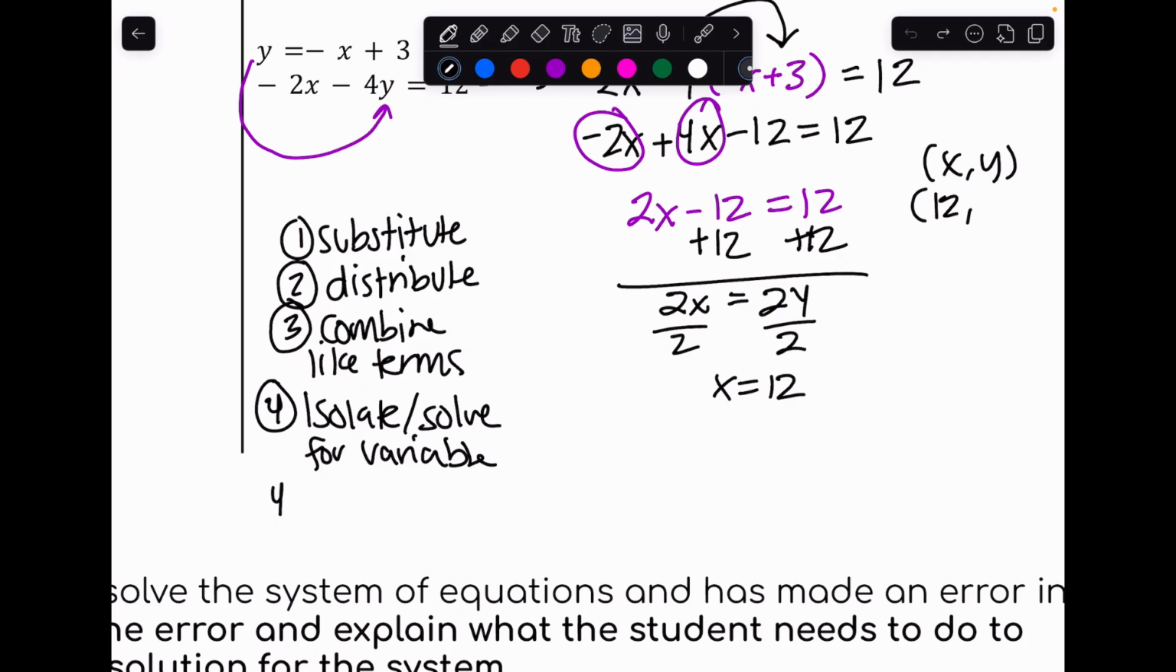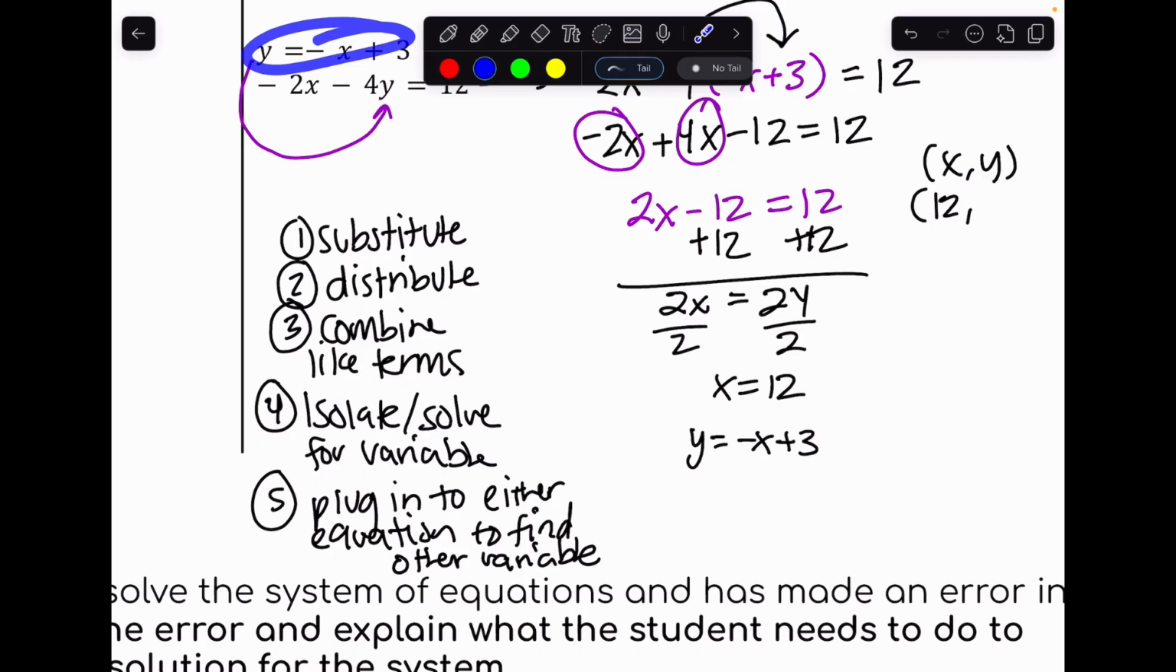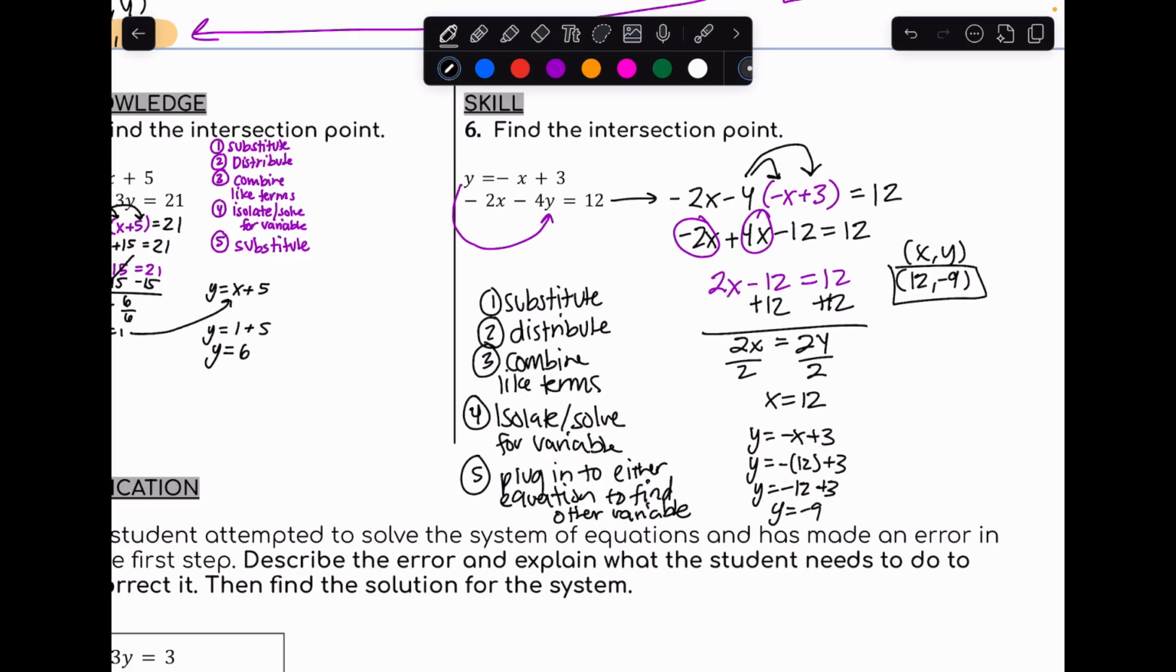In order to do that, I'm going to plug back into either equation to find y, to find the other variable. So I'm going to take the equation y equals negative x plus 3. The reason I chose that one is because it would be less steps for me to do. You can use either equation. So I found x to be 12, so negative 12 plus 3 gives me negative 9. So my output is negative 9, where my point of intersection, algebraically, we just solved to be 12, negative 9.